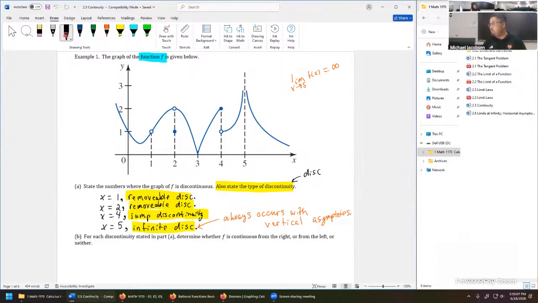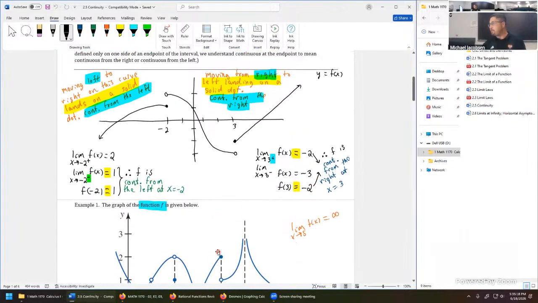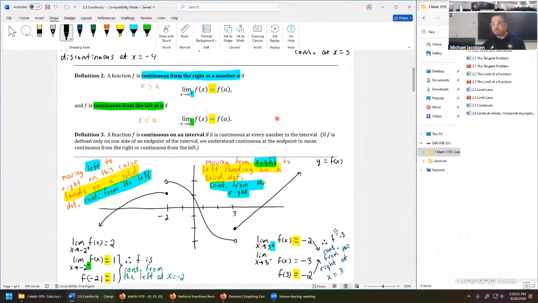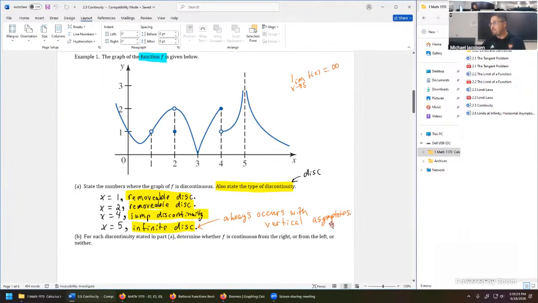So that takes us to our part B. For each of these four discontinuities that we labeled and categorized last class, we just want to determine if f is continuous from the right. Let me keep those colors the same. Okay, blue is the right and green is going to be the left.